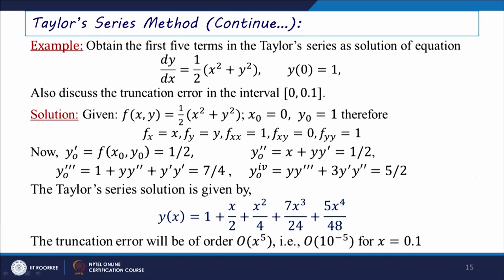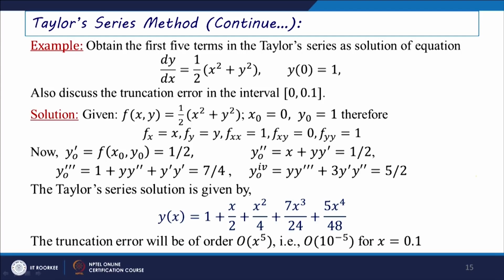So, for a particular example, consider obtaining the first 5 terms of a Taylor series expansion. We first write the Taylor series expansion: y of x equals y0 plus (x minus x naught) y dash of x0 plus (x minus x0) whole square by factorial 2 y double dash of x0, and so on up to the 5th order term.